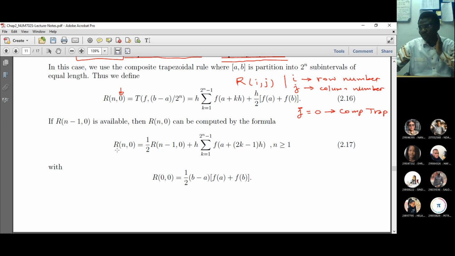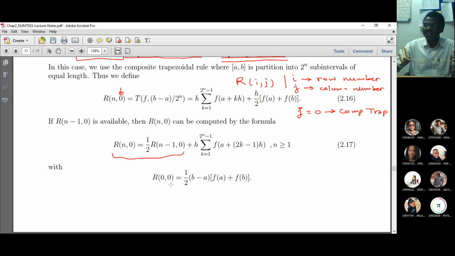So if I want to compute the entry of the current row in terms of the knowledge that I have from the previous row, this is what we get. For the current row, I will use 1/2 the previous row plus this formula. Now you can see that it is similar to this one, but now this part is replaced by this.